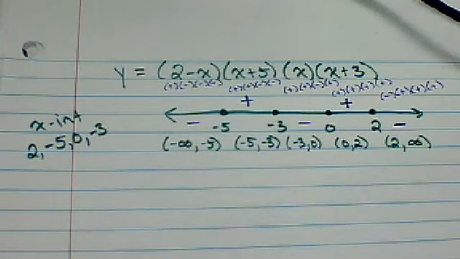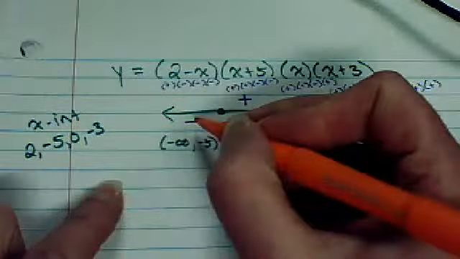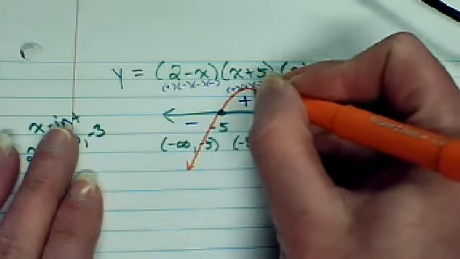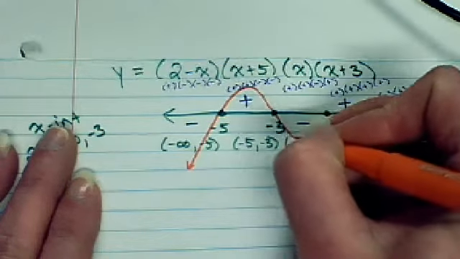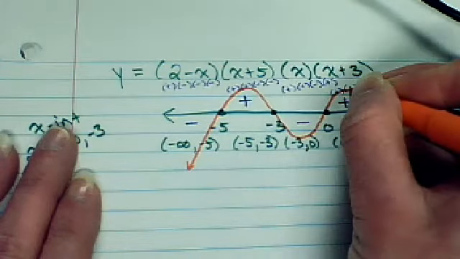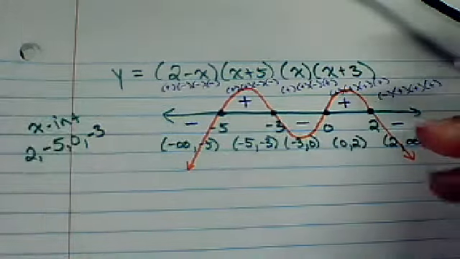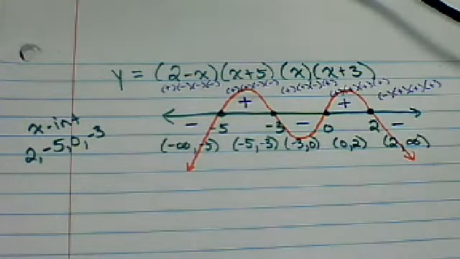So this graph starts off in the negative world, starts off down here, goes up, goes down, goes up, and goes back down. Now it keeps going back down. If it turned around, we'd have another x-intercept. But since we don't, we know it just keeps going and going and going.